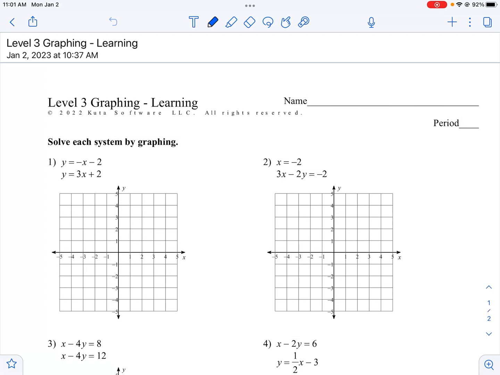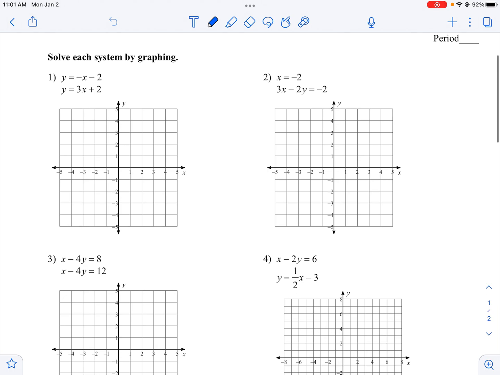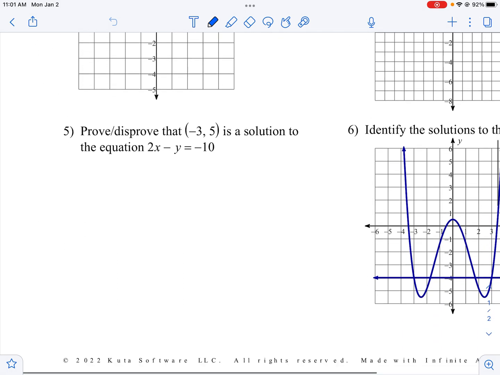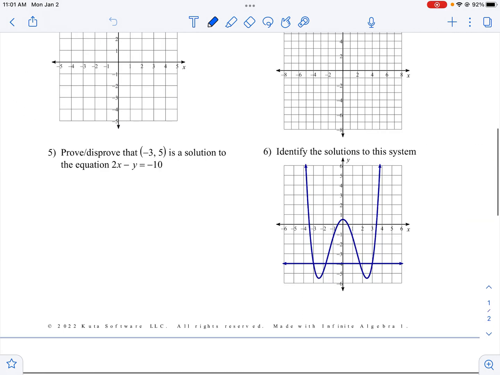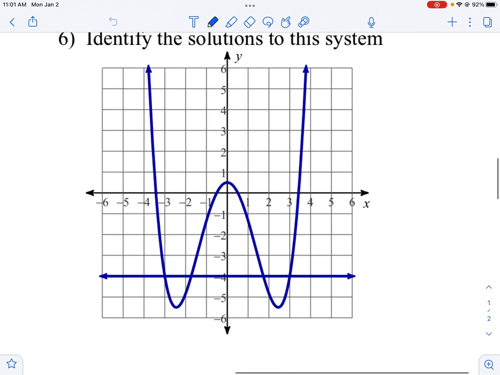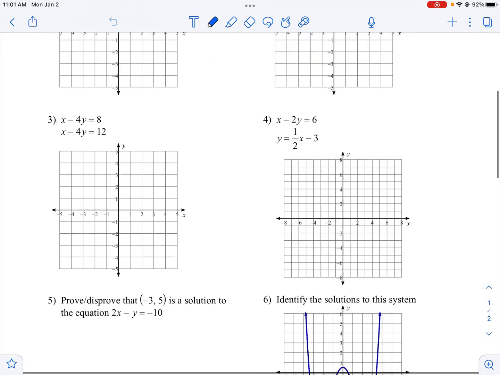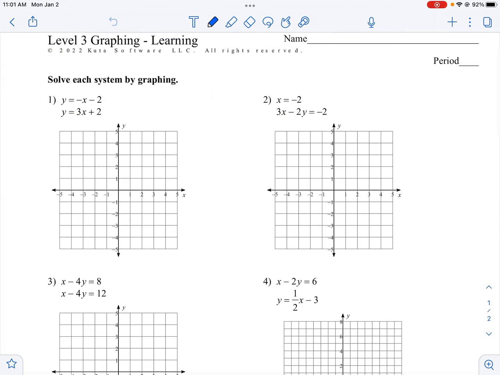All right, time to dive into level 3 graphing. What makes things level 3 is there'll be two lines, and you'll have to find the solution to the system. Or you have to prove a point is a solution, or you have to look at a graph and find out, well, what are the solutions? It's a lot of talking about solutions and how it's related to graphs. So this makes it level 3.